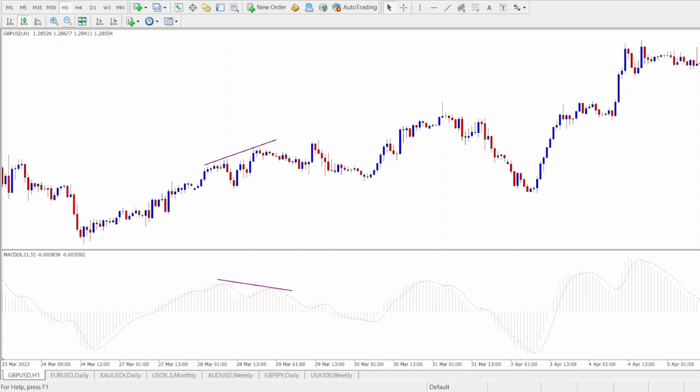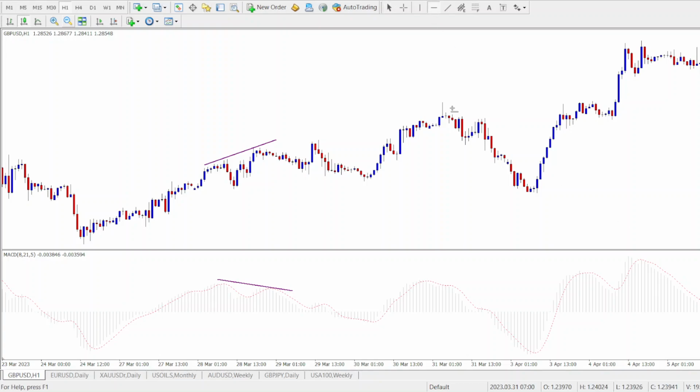Now, with more sensitive settings, you might get additional signals, but be cautious of false signals. The 1 hour chart is more prone to market noise compared to higher time frames. One way to minimize false signals is by combining the MACD with other indicators like the RSI, or looking for confirmation from price action patterns like support and resistance.